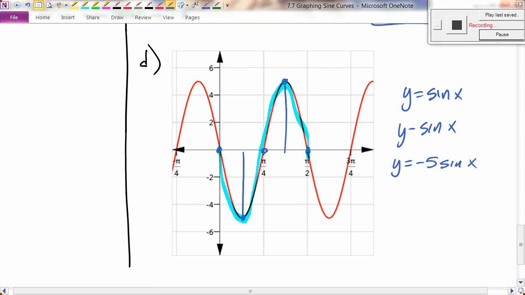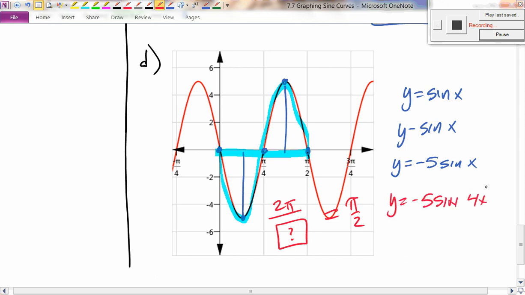Now consider the period, which happens to be pi over 2. So we take 2 pi, the normal period for a sine curve, divide it by something, and it has to give me a period of pi over 2. What does that thing have to be? 4. That thing has to be a 4. So y equals negative 5 times the sine of 4x should be your final answer for that trig function. Did you get it?